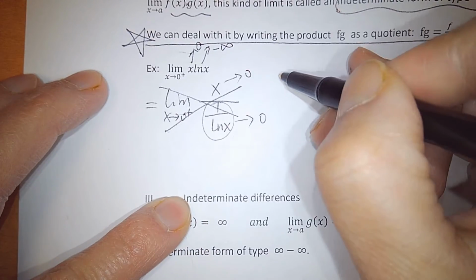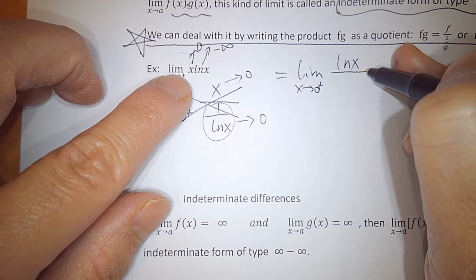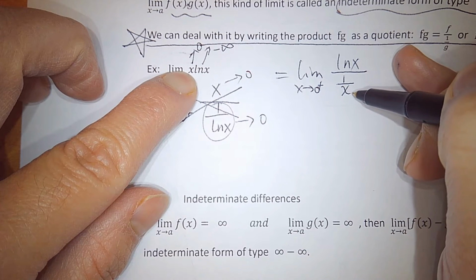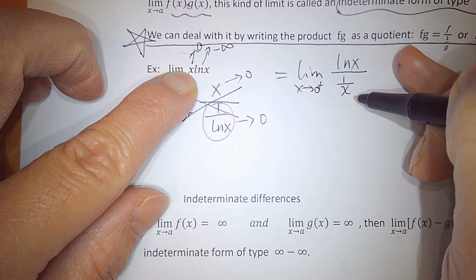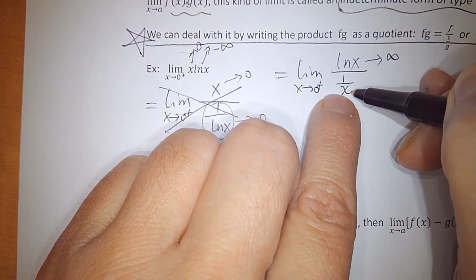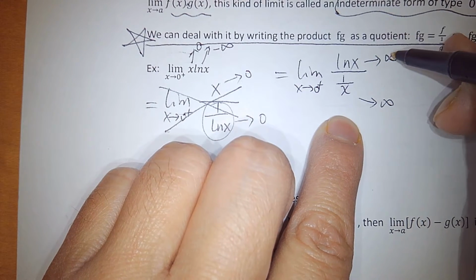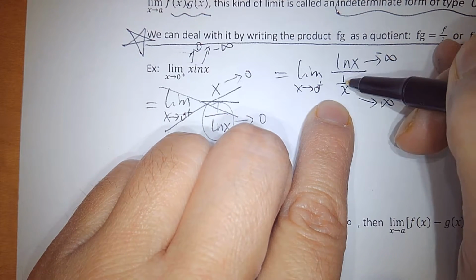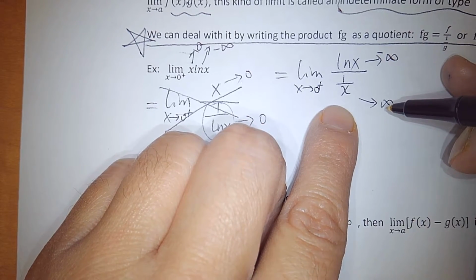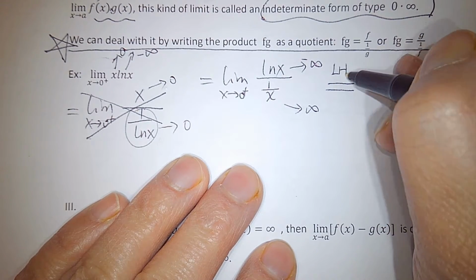So for this question, we're going to keep the ln x on the top, and the reciprocal of x, which is 1 over x, on the bottom. Guys, do you see that? Now what do we have? Infinity over what? What is 1 over 0? Infinity over infinity type. Here, ln x gives us negative infinity, and 1 over positive 0 gives us infinity. So this is infinity over infinity. Now we can use L'Hospital's rule, okay?